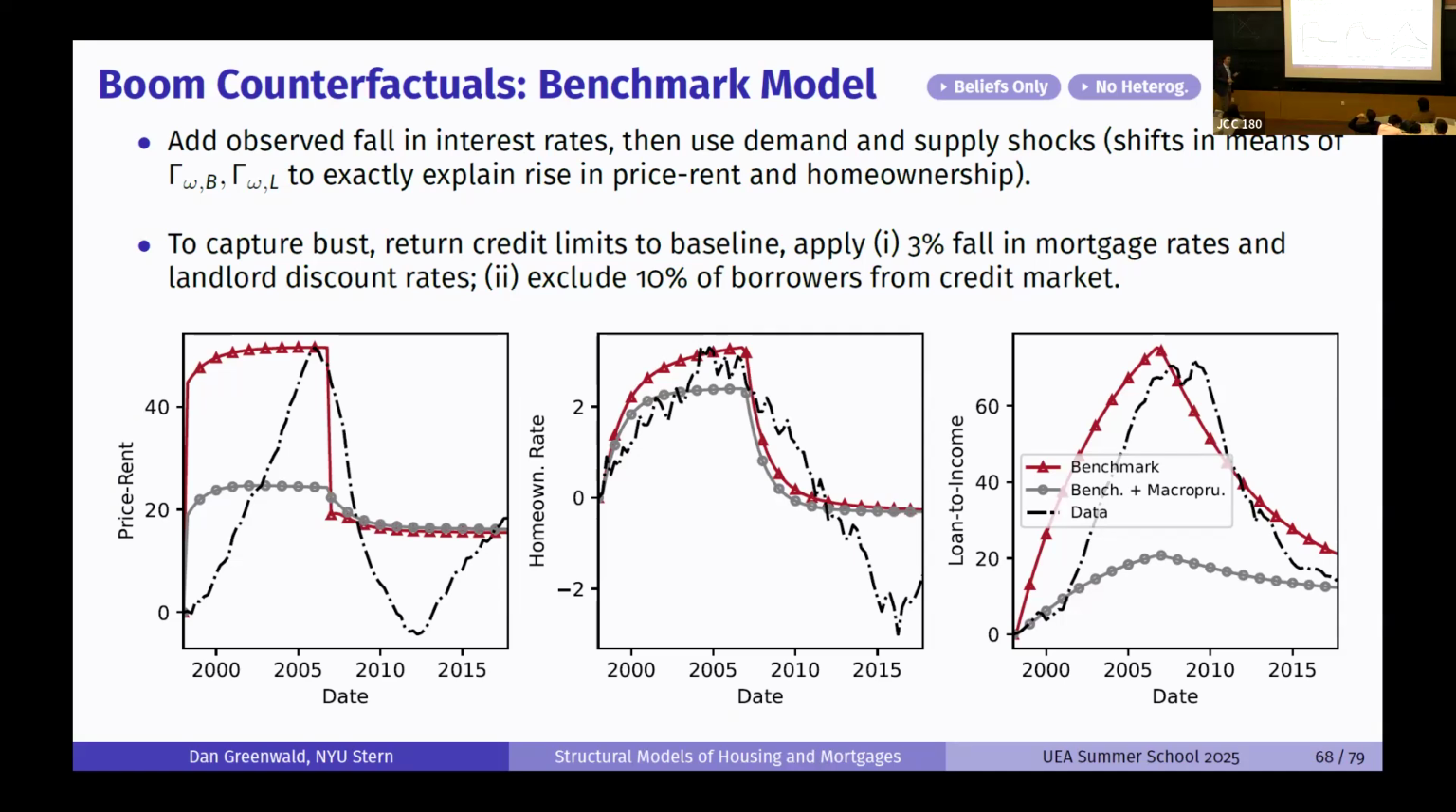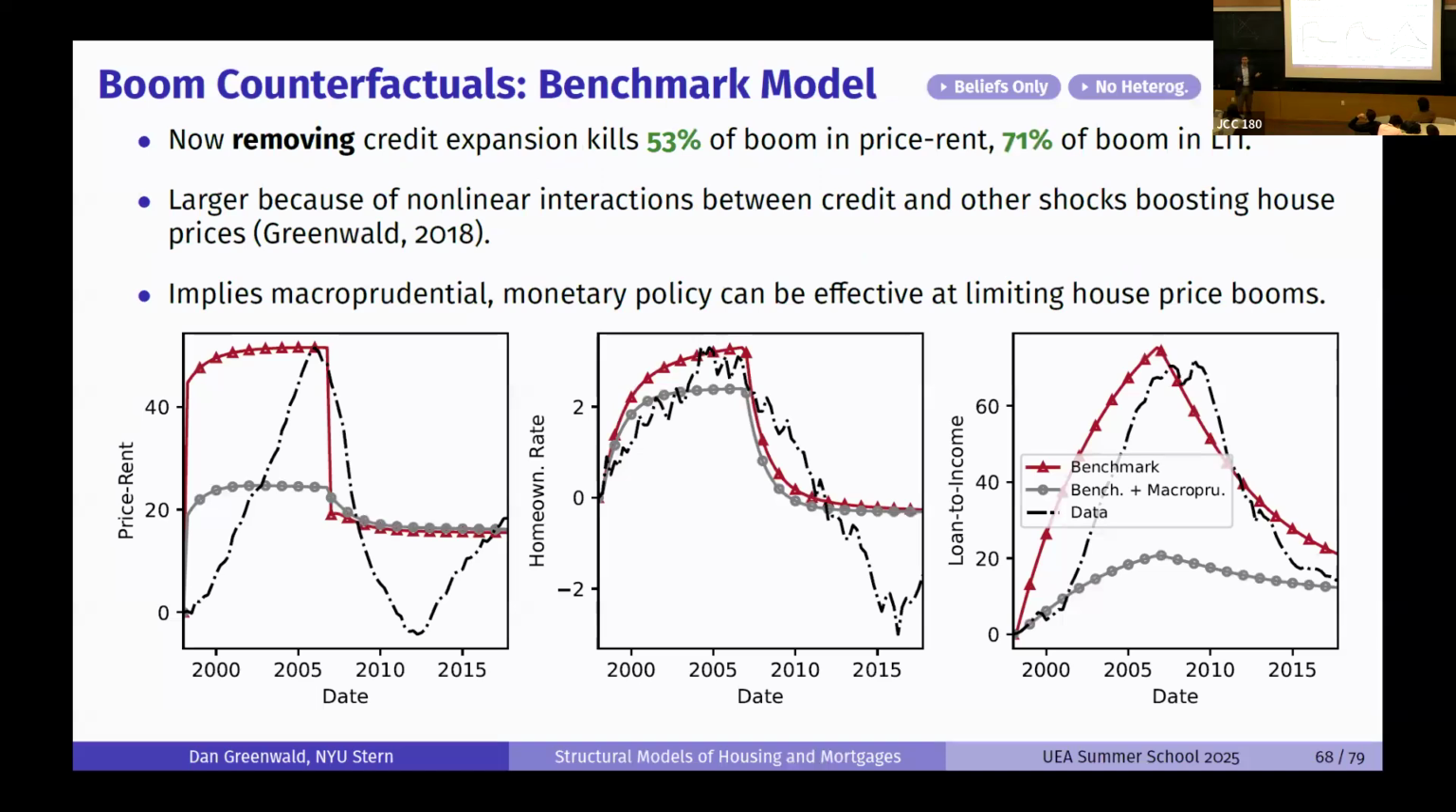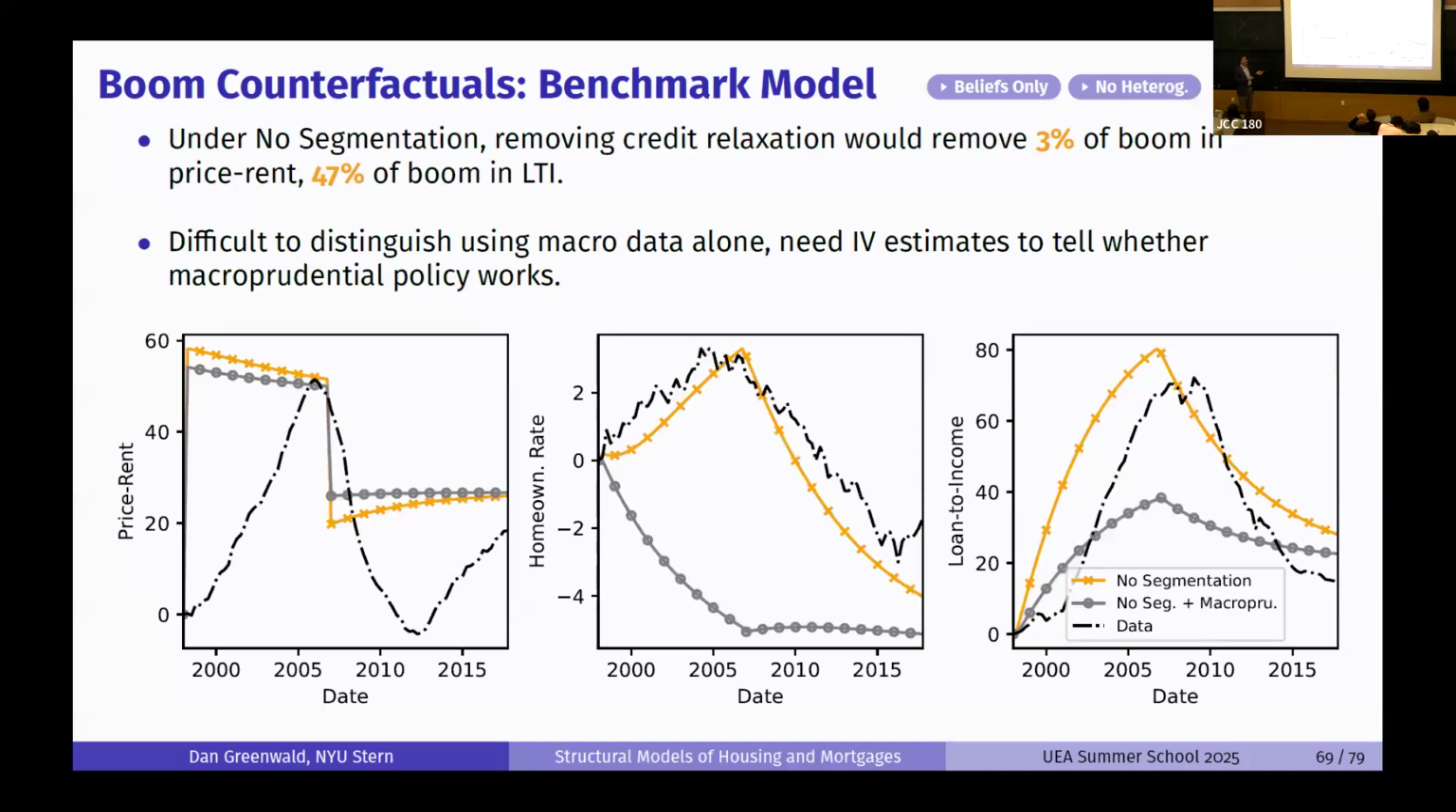Now, why is this important? Because if you did the same exercise with a model with no segmentation, you could still, again, fit the shock, so it explains the entire boom in both price rent and home ownership in the yellow line. But now if I remove the credit expansion, you have totally different implications. In this world, removing the credit limit expansion in the gray line doesn't really dampen the rise in prices at all. Instead, it just means that the home ownership rate would have been much lower along this counterfactual.